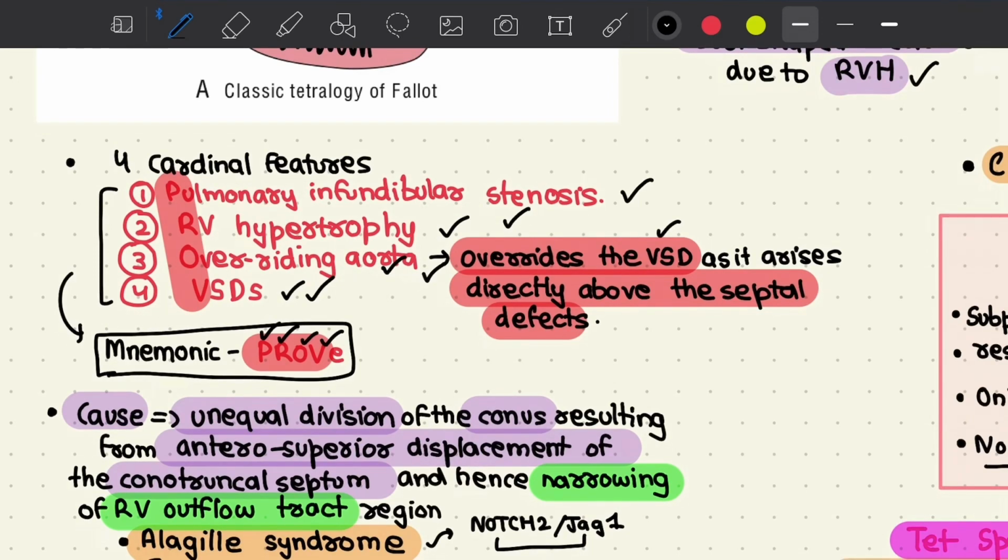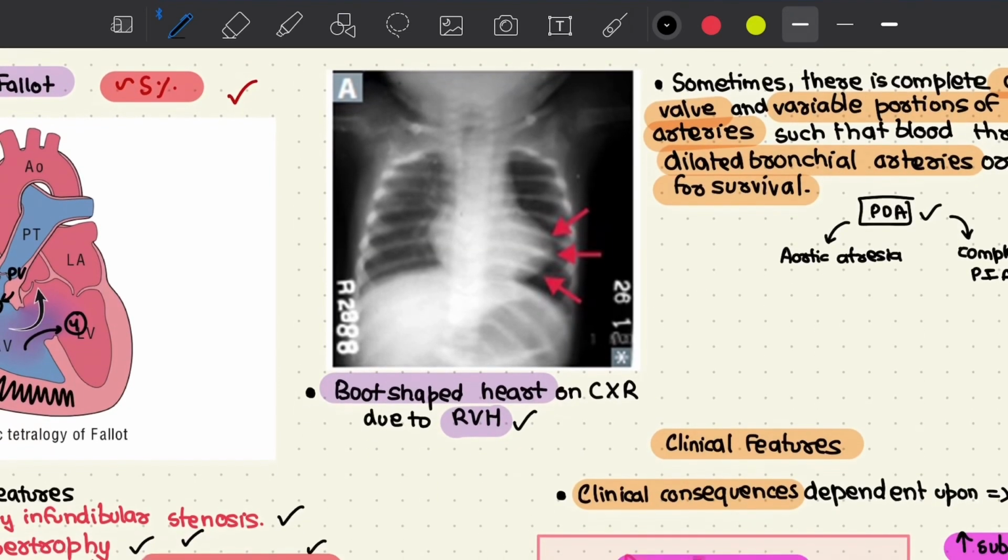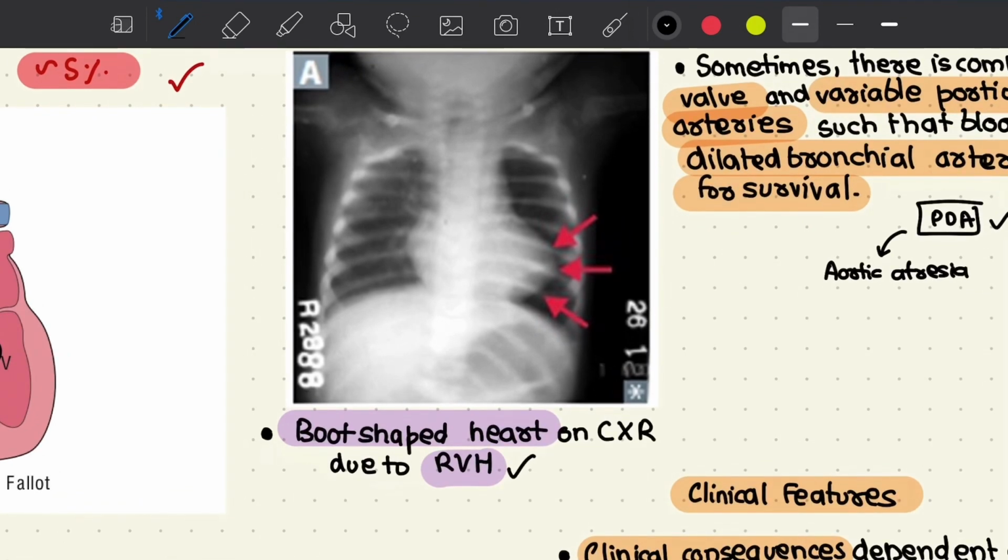The cause of tetralogy of Fallot is an unequal division of the conus resulting from the anterior superior displacement of the conotruncal septum. Due to this anterior superior displacement, we have narrowing of the right ventricular outflow tract. The major causes behind tetralogy of Fallot include Alagille syndrome, which we saw previously was a mutation in the Notch2 receptor or the Jagged1 transmembrane ligand for the Notch2 receptor, and fetal alcohol syndrome. Due to this right ventricular hypertrophy, we get a boot-shaped heart on chest X-ray.